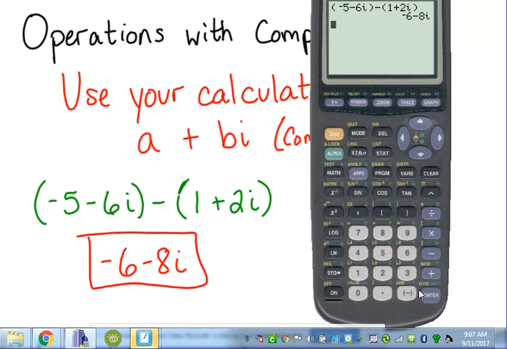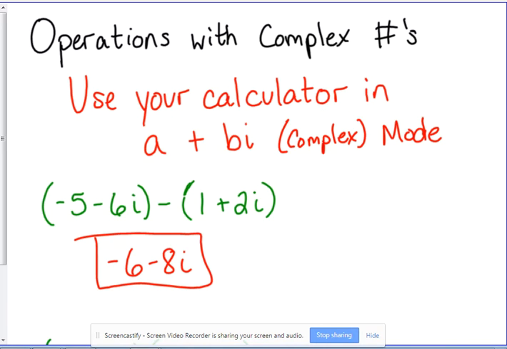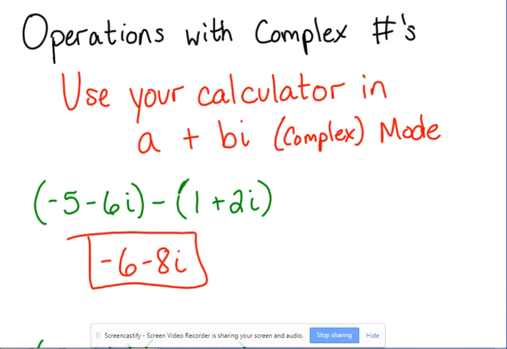Now, adding, subtracting actually isn't that hard by hand. You just do the real part. You pair the real parts together. -5 minus 1 is -6, and you pair the imaginary parts together. -6 minus 2 is -8. That's all you got to do.